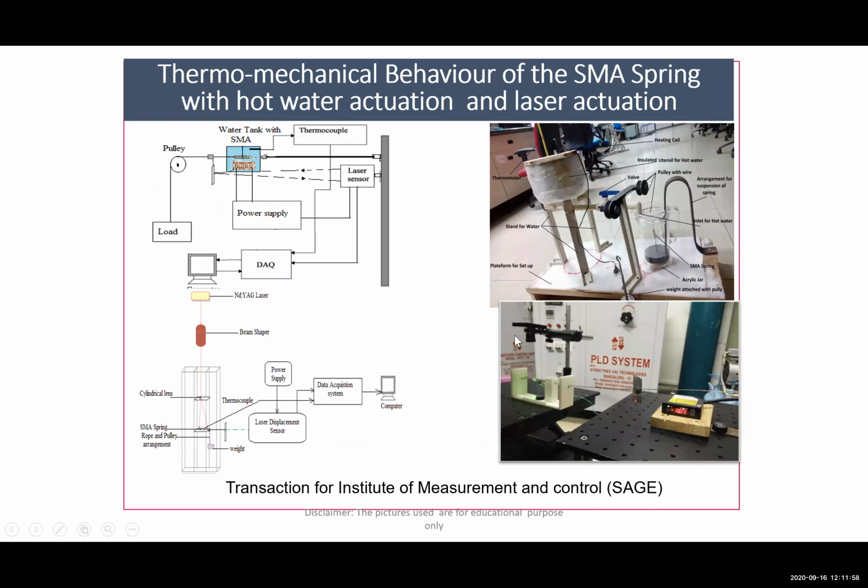In fact, we made our own unit for studying the hot water actuation in detail. So this is a small setup which we made to study the hot water behavior in detail.